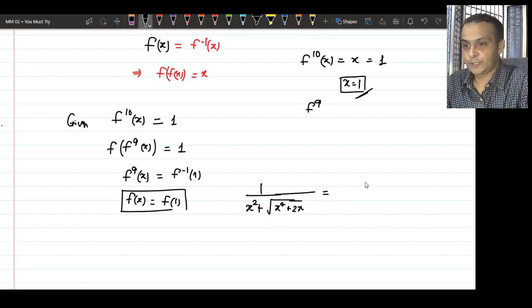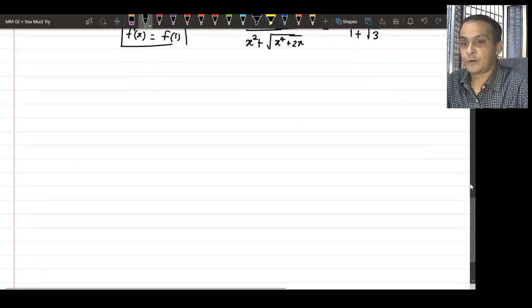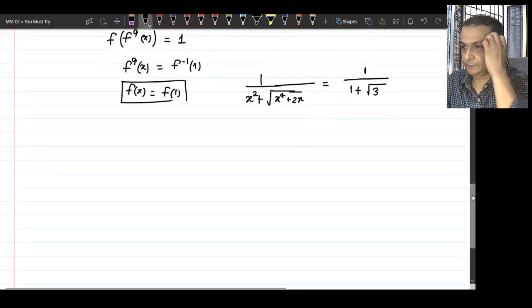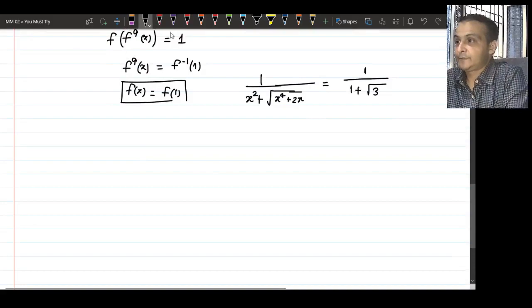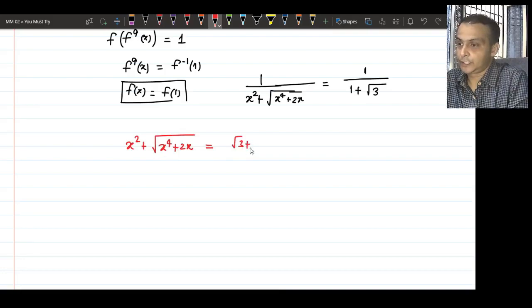So it is going to be 1 divided by 1 plus root 3, correct? It should be. And now from here we have to solve for x. Okay, let's do it. So how do we do that? We can simply write it as x squared plus x to the power 4 plus 2x is equal to root 3 plus 1 by taking the reciprocal on both sides.